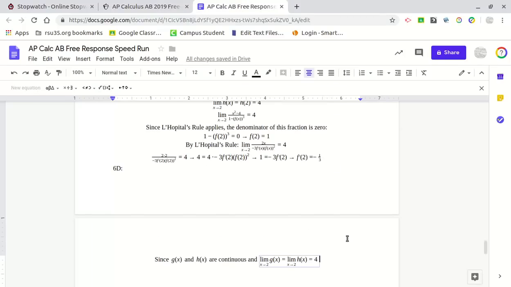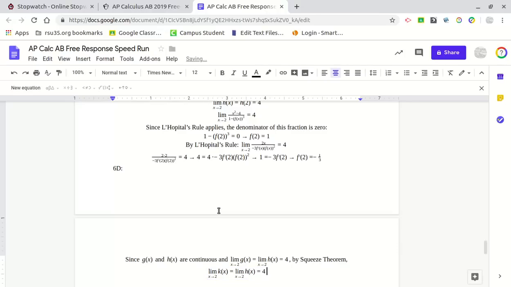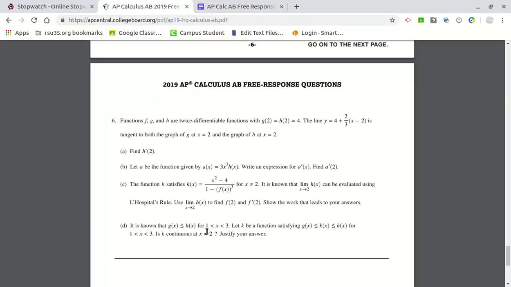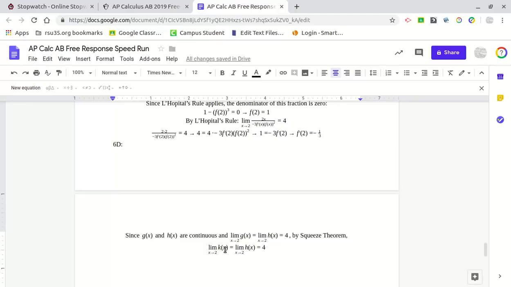So both of these limits equal 4. By those conditions, squeeze theorem applies. And by squeeze theorem, the limit as x approaches 2 of k of x must equal that of h of x, or g of x. It doesn't matter which one you choose since the limits are equal. And that equals 4. So that tells us the limit as x approaches 2 of k of x is 4.